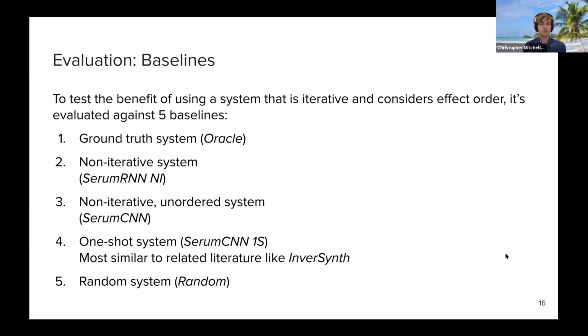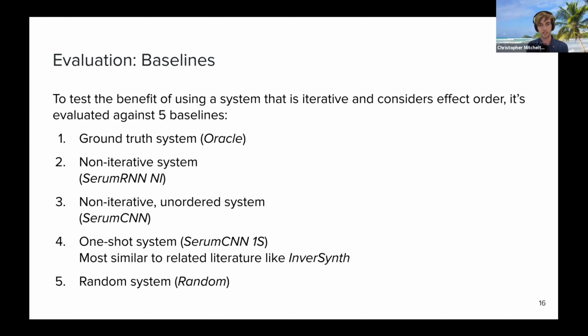Also, we evaluate against several different baselines. So we want to evaluate the benefit of using an iterative system that considers the order of effects. And we also want to compare to systems in relevant literature that typically approach this problem as a single one-shot programming problem. So the first baseline is just a ground truth system, which we call the oracle. So this one knows the order of effects that the target audio was made with, and then it'll apply the individual effect models in that correct order that the target was made with.